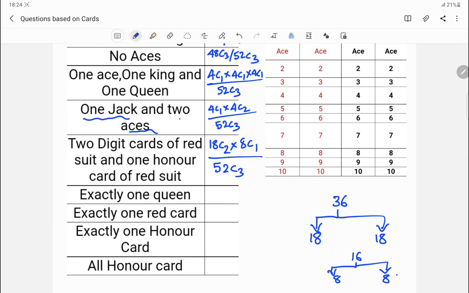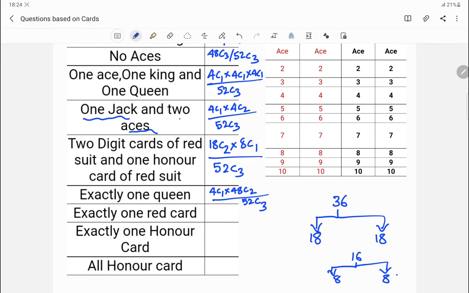Next question. Exactly 1 queen. So there are 4 queens. Out of those 4 I'll draw only 1, because the requirement in the question is that exactly 1 queen must be there. And if we subtract these 4 from 52, we have 48. Out of 48 I can draw any 2 other cards, divided by 52C3.